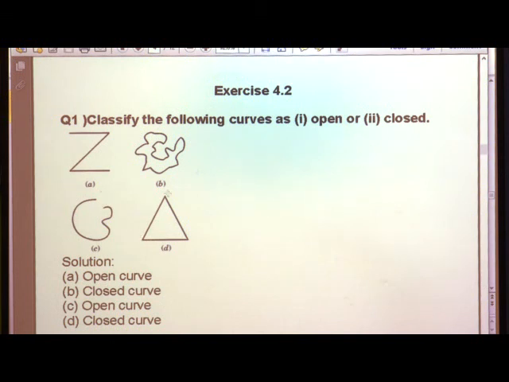Now, this is a triangle and it is also drawn without lifting the pencil. So, it is a curve, and which type of curve is it? Yes, it is a closed curve.